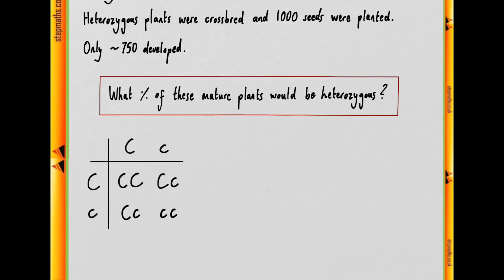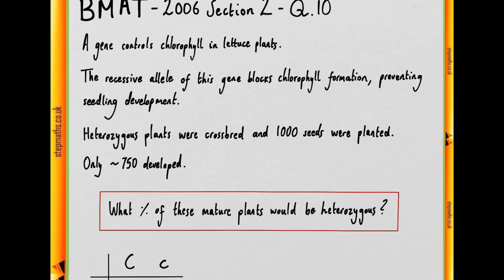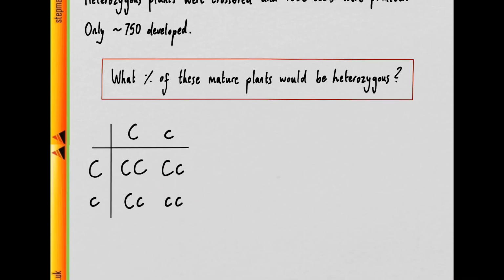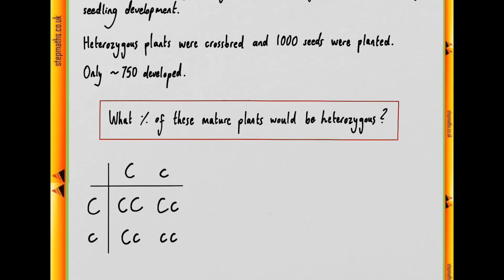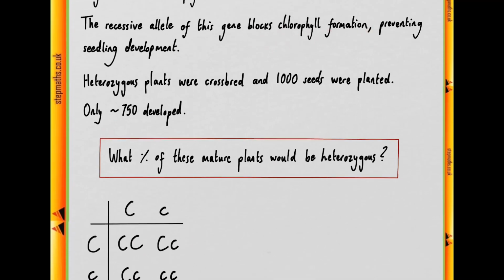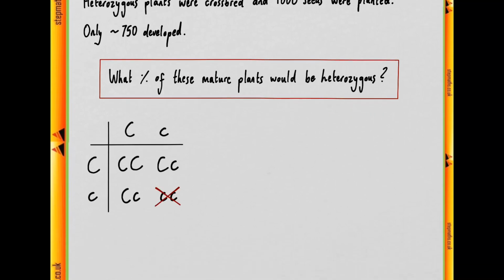But we're not being asked about the entire population, we're being asked about the mature plants. And the mature plants are those which survive and develop, and that's only 750 of them. That's because a quarter, i.e. the homozygous recessive individuals, could not develop because they were blocked from chlorophyll formation. So this form is incompatible with life, so we're only assessing these phenotypes, and we're asked which proportion of these would be heterozygous as opposed to homozygous dominant.